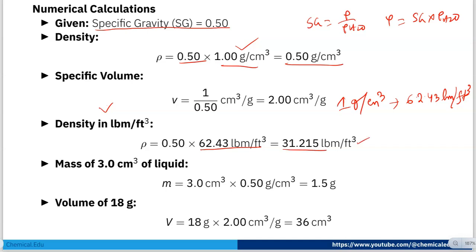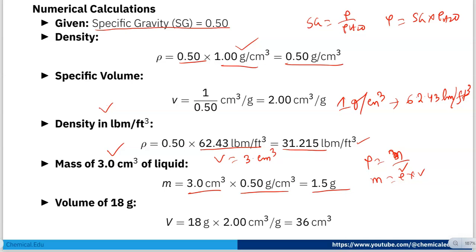Now the mass of 3 centimeter cube of liquid. Here volume is given, 3 cm cube. What will be the mass? We know that rho is equal to mass by volume. So mass will be rho into V. Rho is given here and this is V. So 3 into 0.5, so mass will be 1.5 gram.